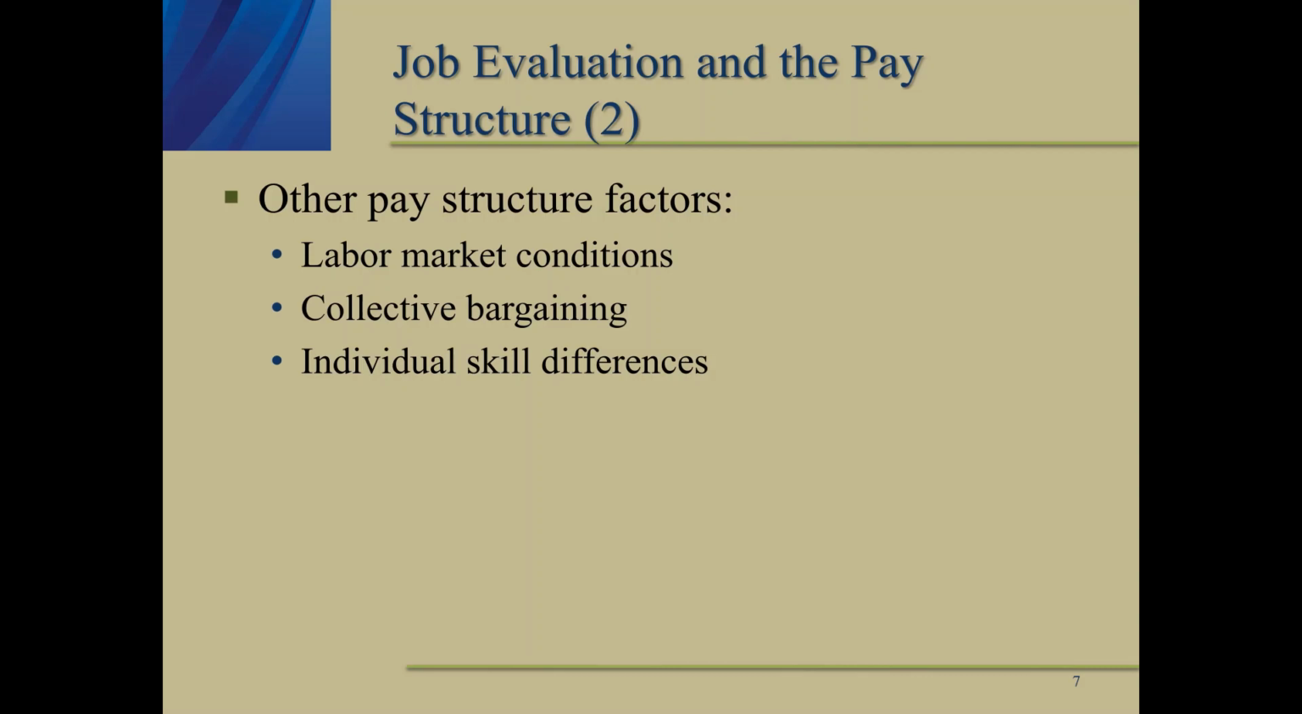So if an individual is differentiated in terms of skill level, definitely that individual will be getting the higher pay. So depending on all the other structures, for example if the job evaluation structure is already there, the pay structure also depends on some kind of labor market condition, or the collective bargaining structures, or also the individual skill differences.